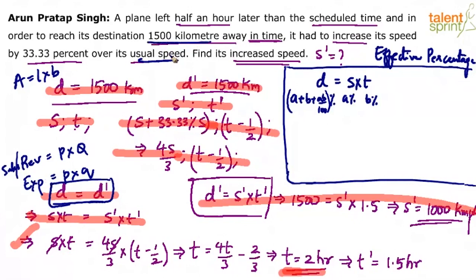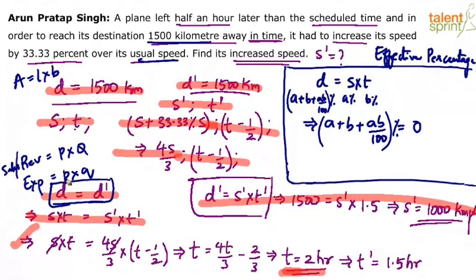Originally, the plane has to cover 1500 kilometers. After starting half an hour late also, with increased speed, it has to cover the same distance, 1500 kilometers. So basically, we are saying that A plus B plus AB by 100% is equal to 0. There is no change in the distance. Is there any change in the distance? No, there is no change in the distance. We have discussed such cases in expenditure also. By how much should a family reduce its consumption so that the expenditure remains constant?